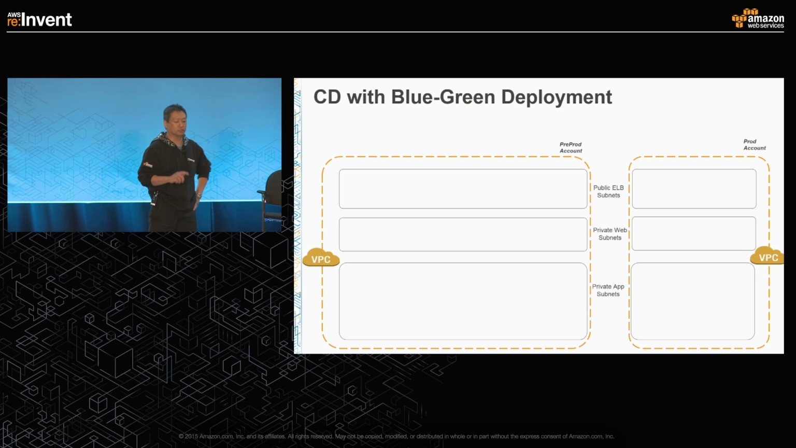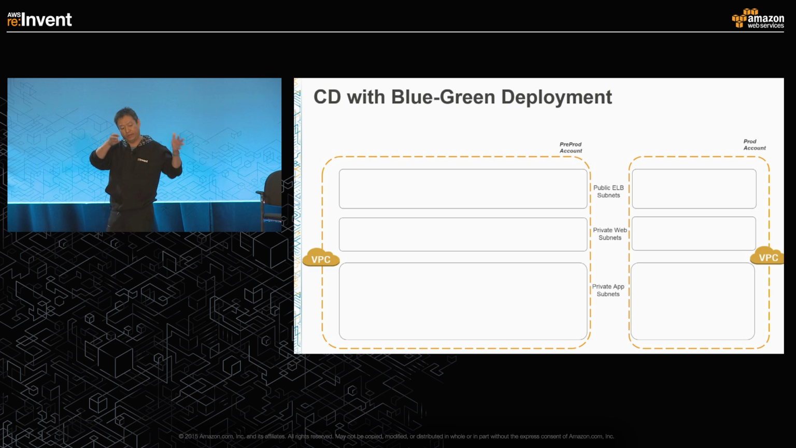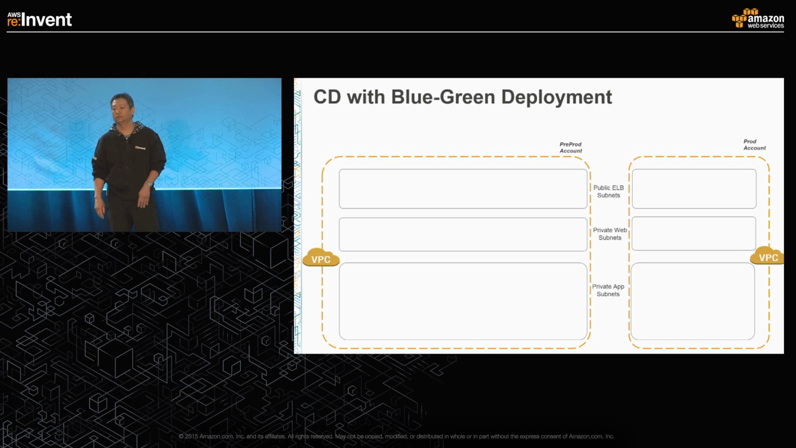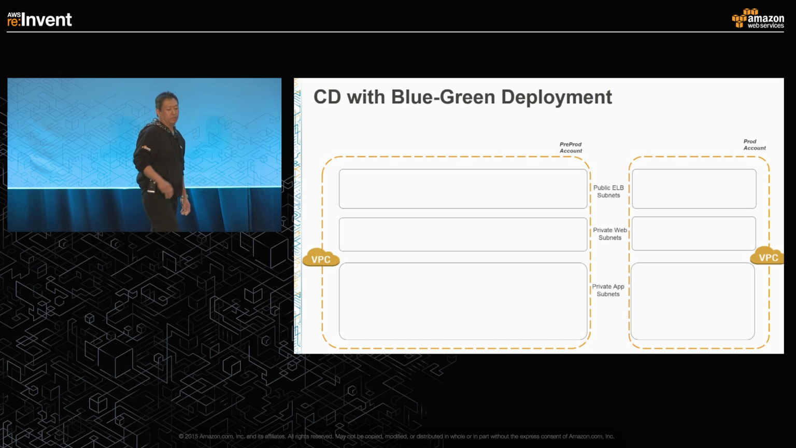So let's cover the initial setup. We talked about this earlier today, right? So you will have a pre-prod account and a prod account. Each of these accounts would have its own VPC. You have your public ELB subnets and your private web and app subnets. We talked about the CI/CD pipeline earlier.